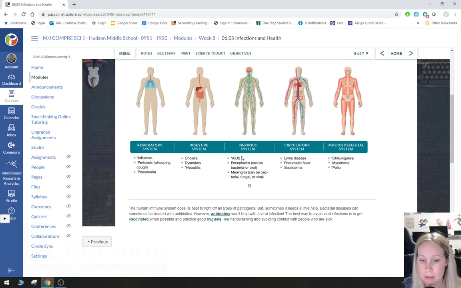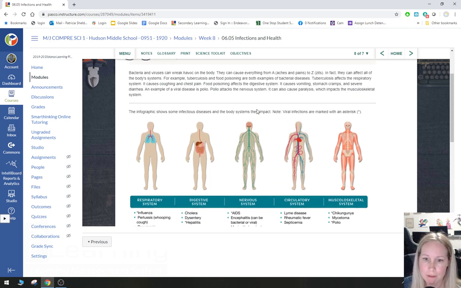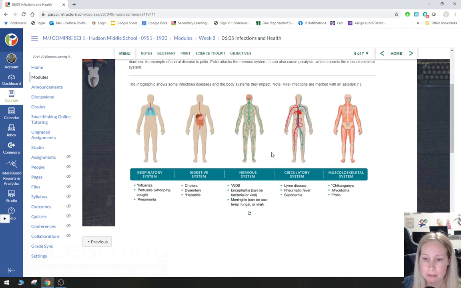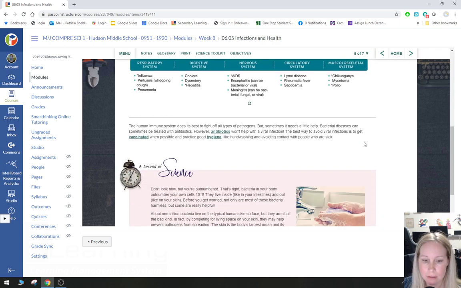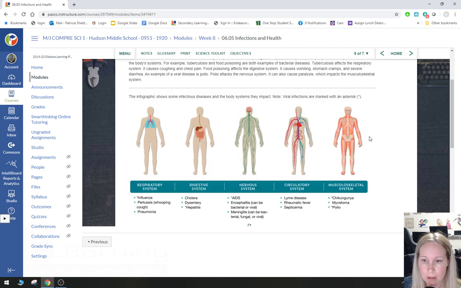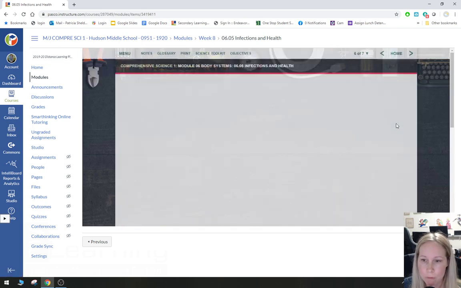The nervous system is affected by AIDS, bacterial meningitis. So you can't really feel things or have normal sensations if you have a pathogen affecting your nervous system. And it just goes on and on. It's very interesting. Moving on.